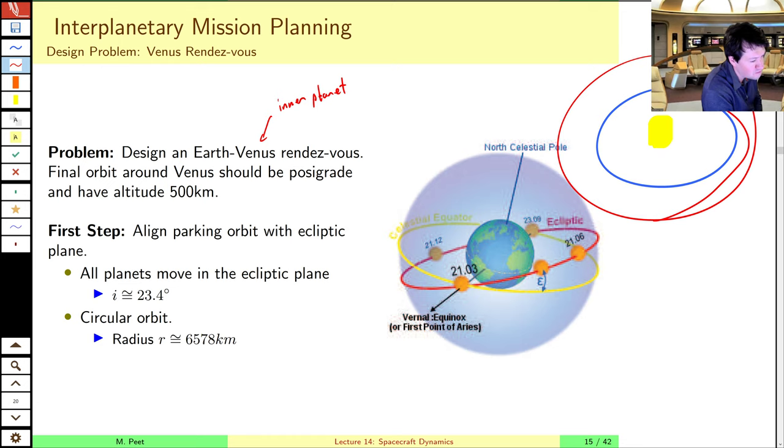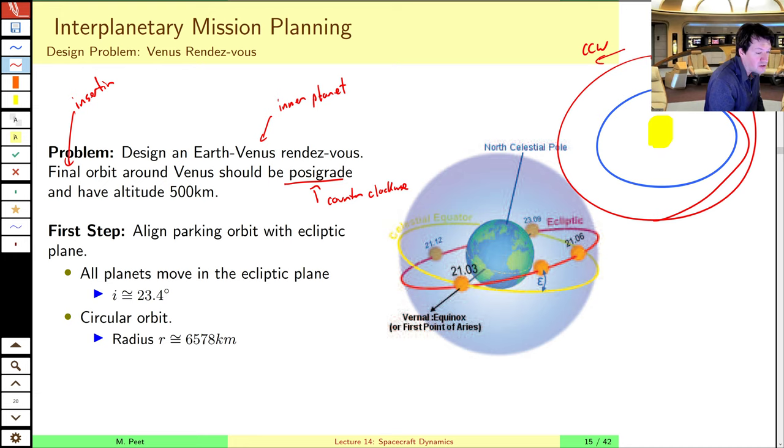So anyway, we want to get to Venus. We're going to rendezvous with Venus, and then we're going to insert and establish ourselves in a Venus orbit. It's going to be a posigrade orbit, which means counterclockwise. Haven't talked about that much. Because remember, the planets are all moving counterclockwise. Earth is moving counterclockwise. Our initial orbit will be counterclockwise.